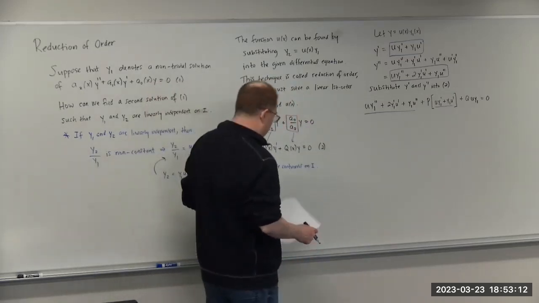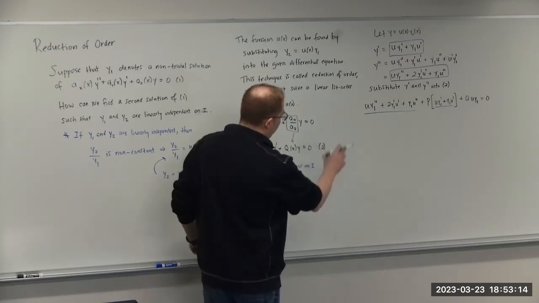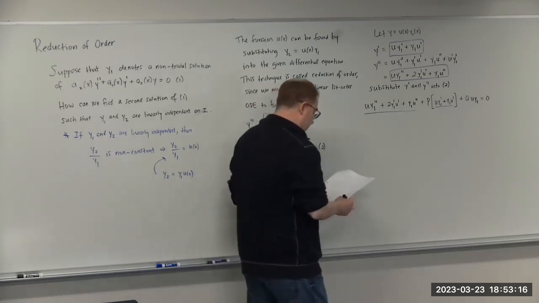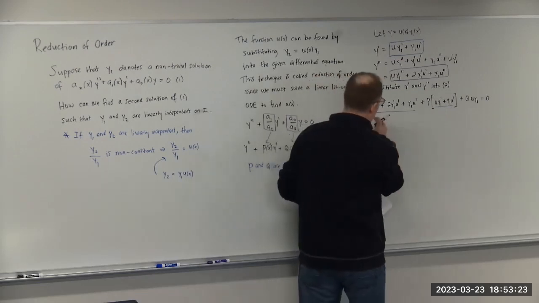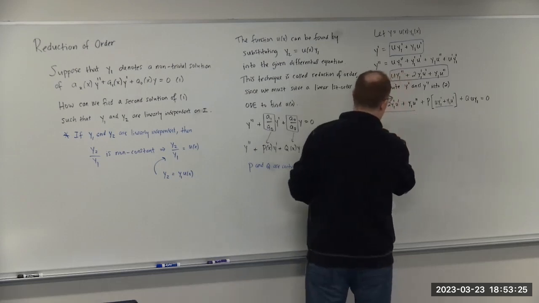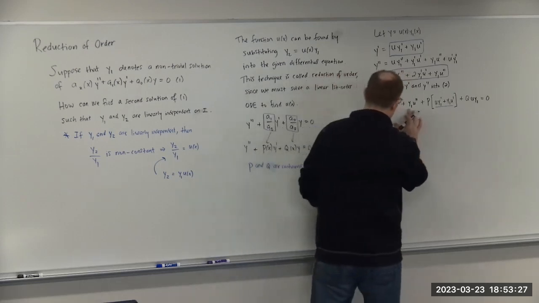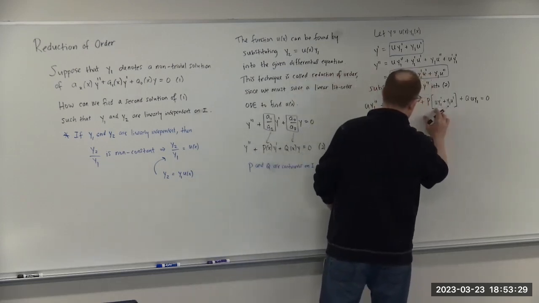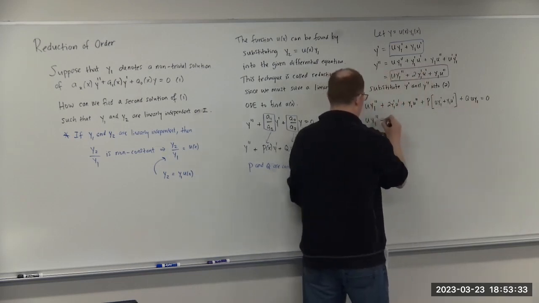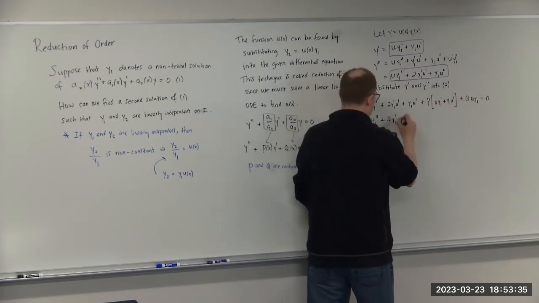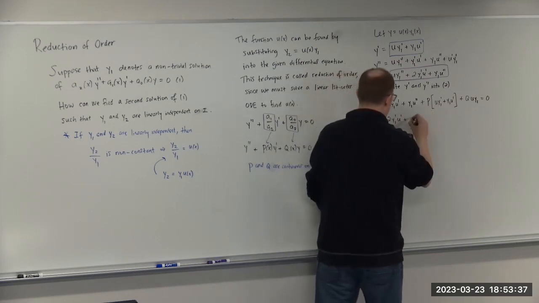Let's rearrange these terms here. I can go ahead and factor out u. I have a u here, a u here, and a u here. So first let's go ahead and distribute the P value for this P.